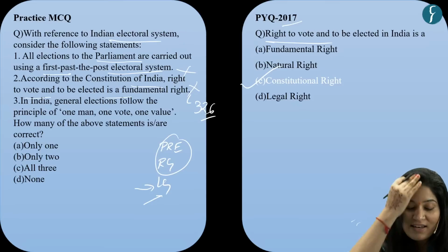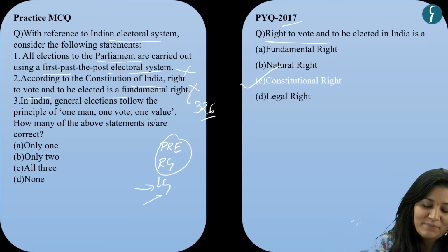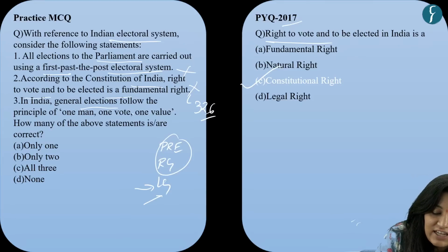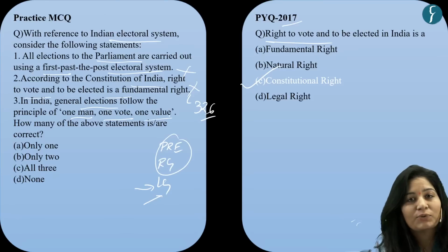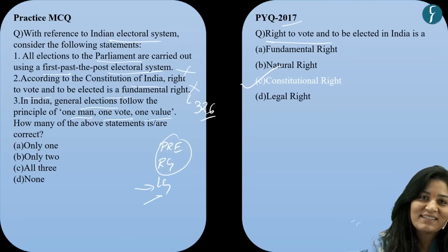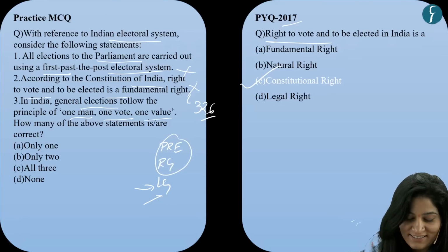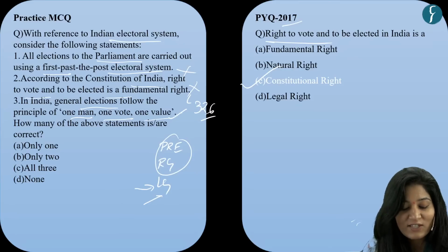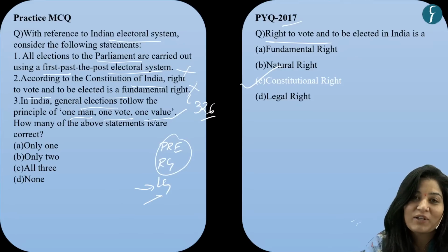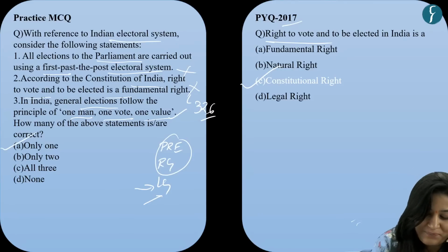Okay. Now, let's come to the last statement. In India, general elections follow the principle of one man, one vote and one value. Now, this is a simple statement which is obviously correct. So, here the answer is only A. First, only one, that is option A.